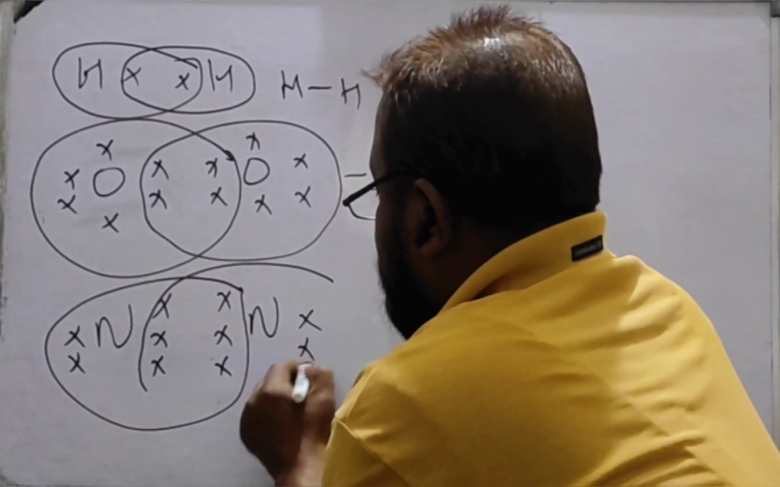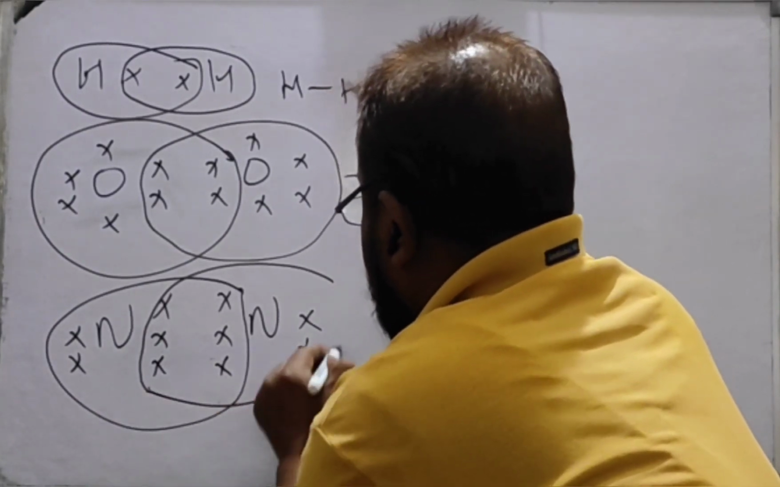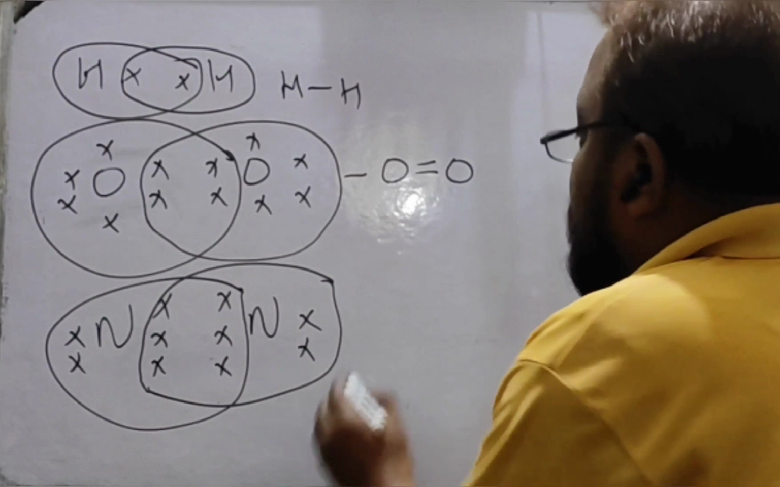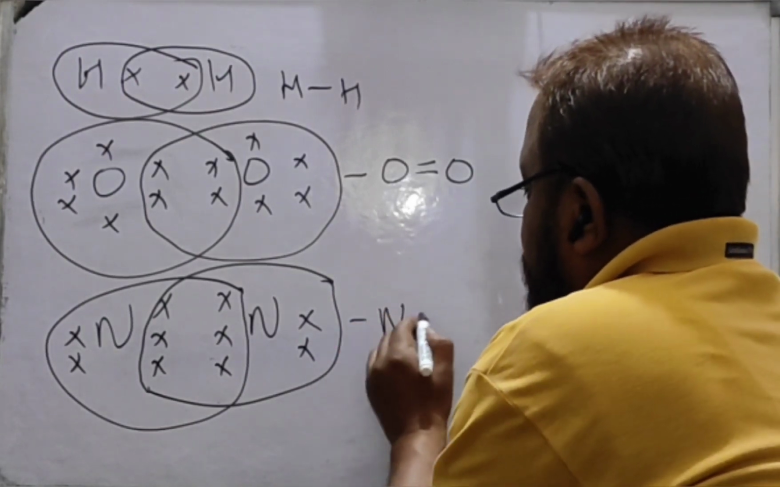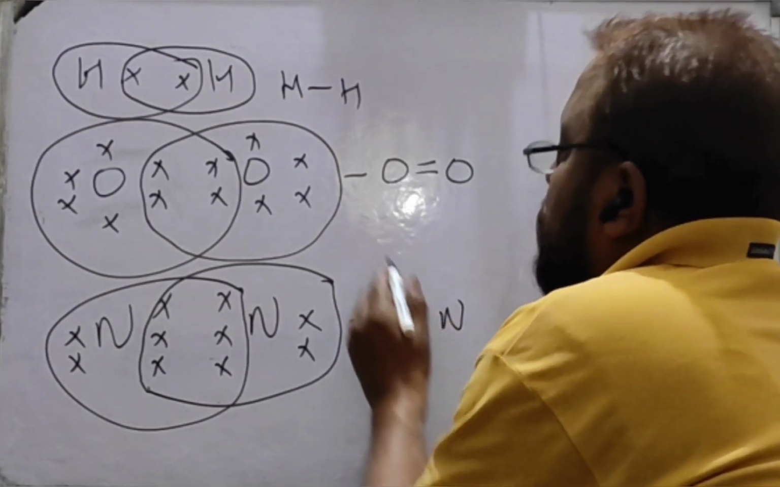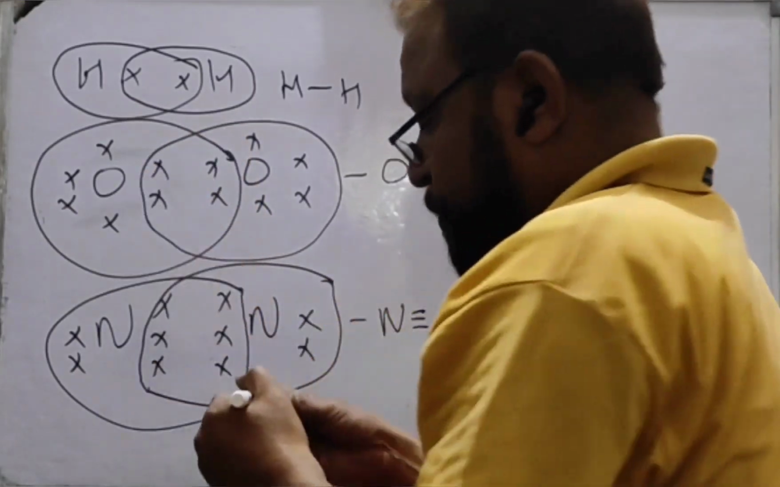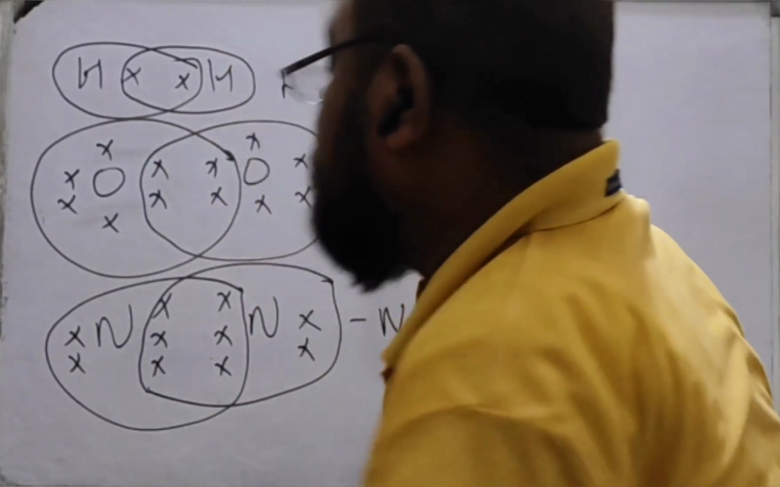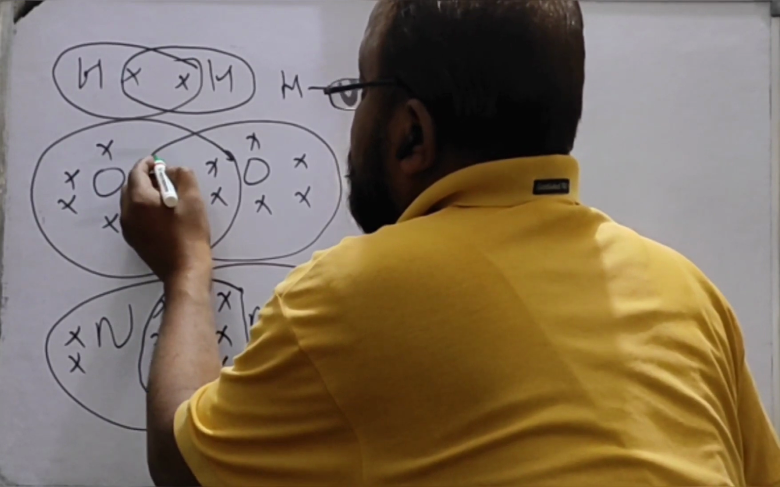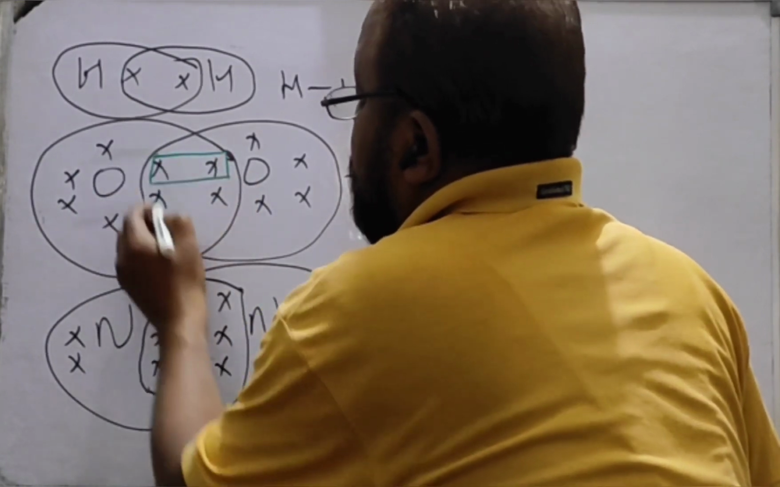So now it is 5, right? So 5 electrons in the outermost shell. They form 3 bonds, N triple bond N. So this is what we have: non-polar covalent bonds, because both side electron charge density is the same.